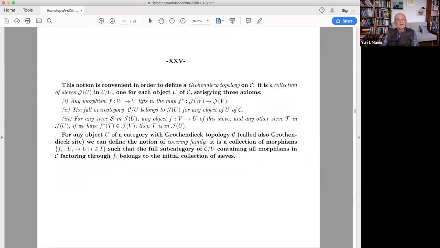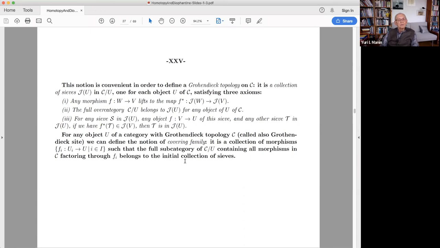Intuitively, for each object U of C, we should be given its coverings. In the classical case, we just say covering by open subspaces. But Grothendieck introduced a very important generalization of it: various sets of maps into this object may also be imagined as their coverings. And these are formally the axioms which these coverings must satisfy.